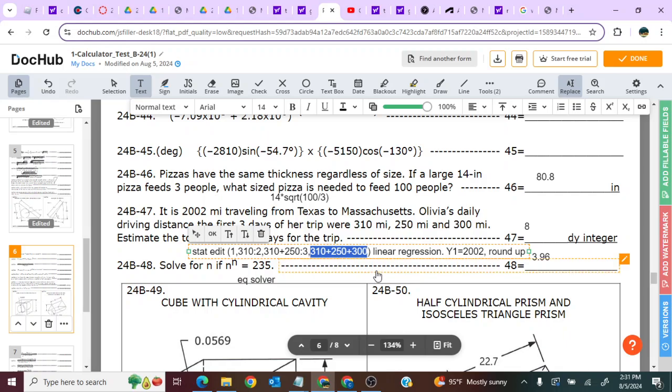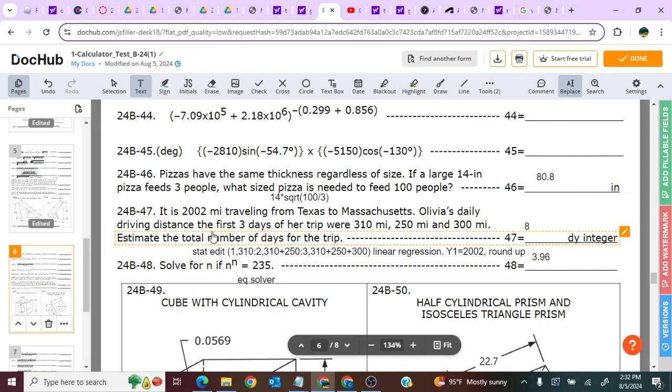So stat edit those values, use linear regression, and use EQ solver to figure out when y1 is equal to 2002. You'll get like 7.14, I believe. And then you have to round up, because after the day is over, it doesn't matter if you're really close. You still have to go into another day to finish off your trip.